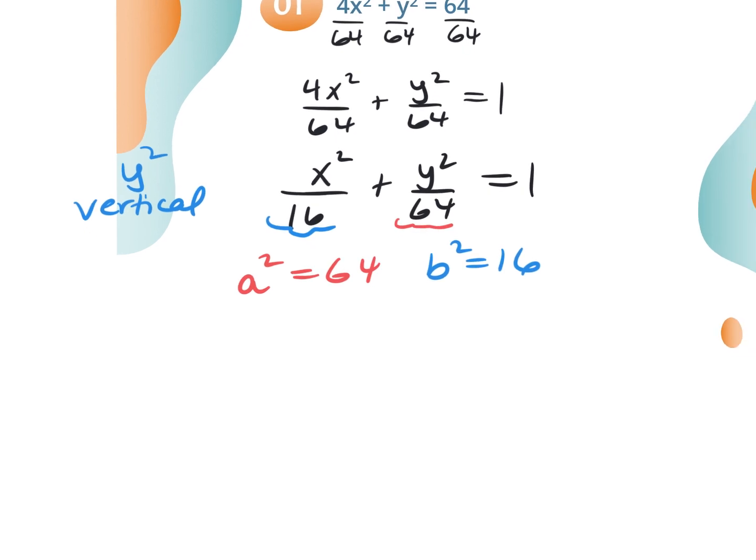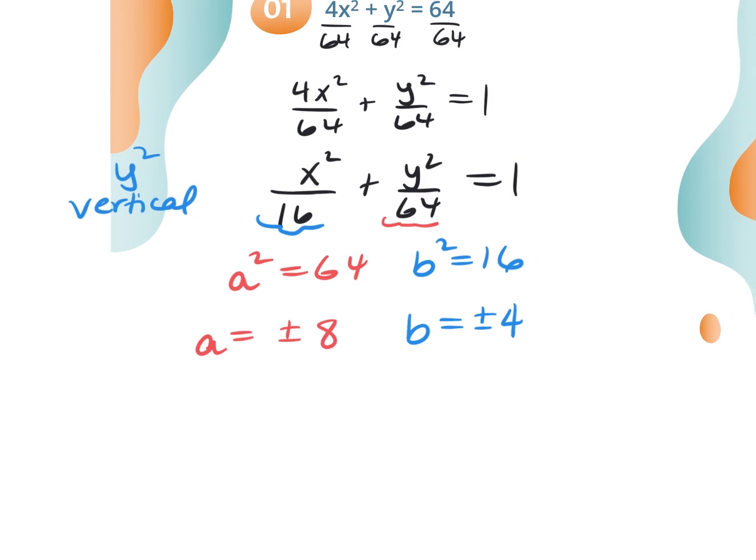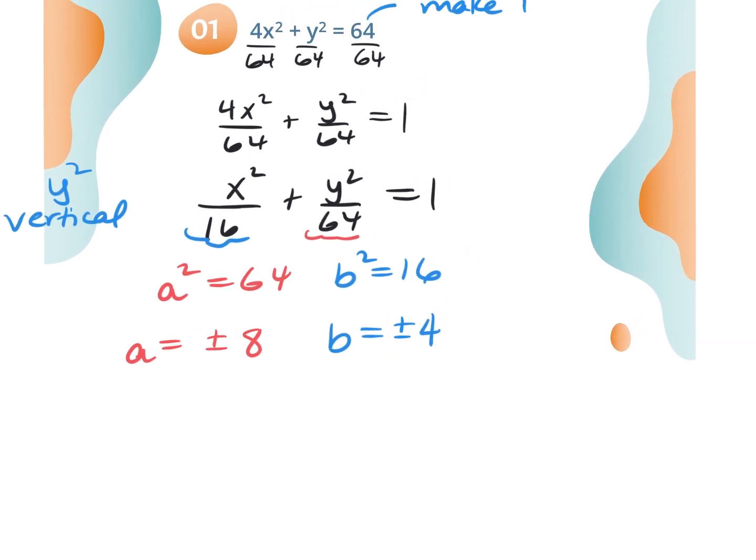So now let's square root these numbers. So the square root of 64 gives me positive and negative 8. The square root of 16 gives me positive and negative 4. So now I also need to find my c value. So remember, c squared is equal to a squared minus b squared. So let me plug in my numbers.